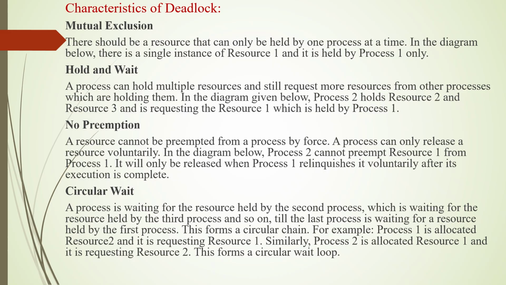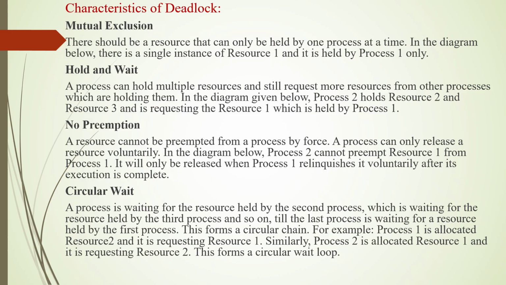The fourth characteristic is circular wait. This happens when a group of processes form a circular chain where each process is waiting for a resource held by the next process in the chain. For example, process P1 is waiting for resource R2, which is held by process P2, while process P2 is waiting for resource R1, which is held by process P1. Since both are waiting for each other, neither can proceed, creating a deadlock.